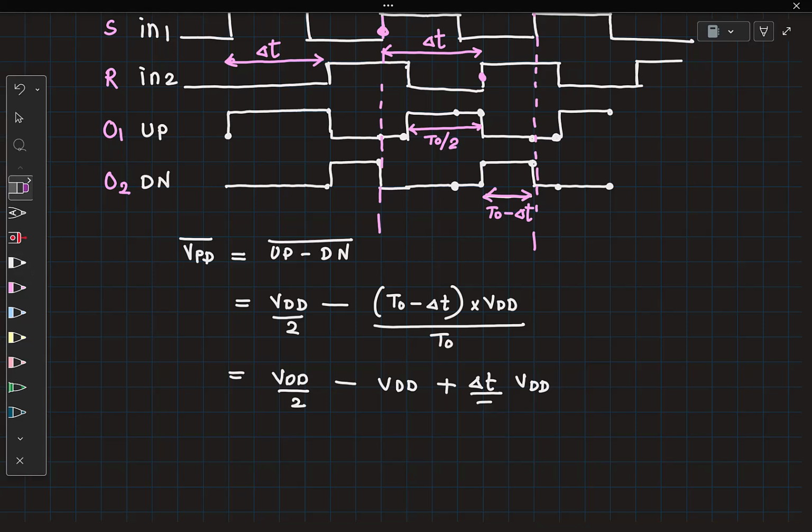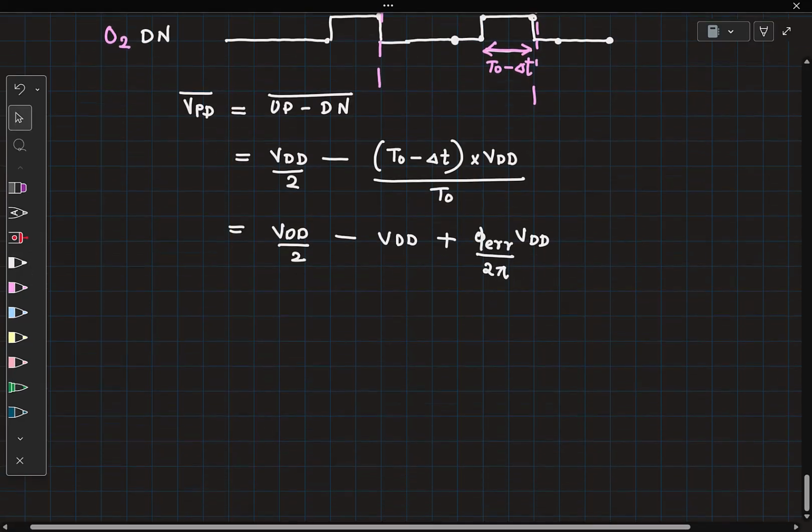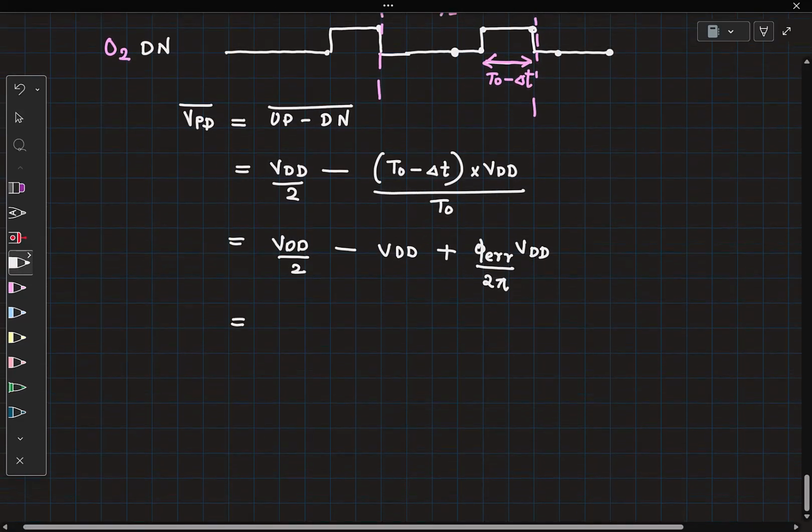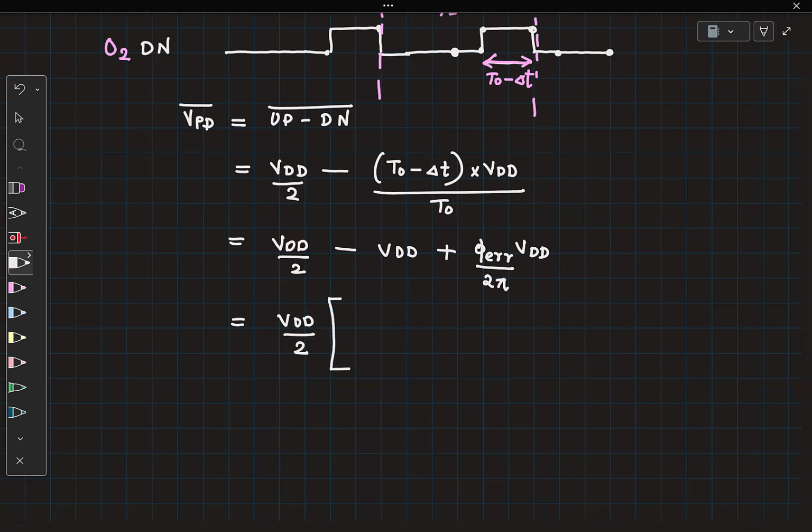I replace delta T by T naught with phase error by 2 pi. And let me take VDD by 2 outside. Right? So let me first write this expression. That will give you phase error by pi. Now VDD by 2 minus VDD becomes minus VDD by 2. Therefore, you will get minus 1 here.